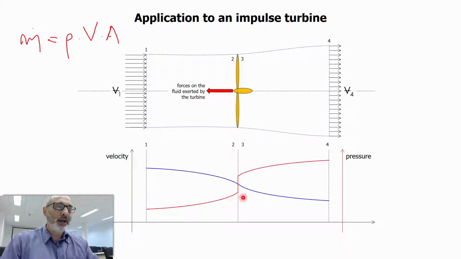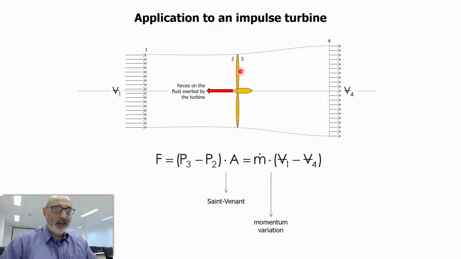Pressure, on the other hand, has this jump here. Since velocity is decreasing, pressure is increasing, and you have a step here, and it goes to the maximum at the exit. This step, this difference, multiplied by the area of the windmill, gives you this force, which is the propulsive force that's going to be used for electricity generation. The reason you have this step is the force applied by the blades.